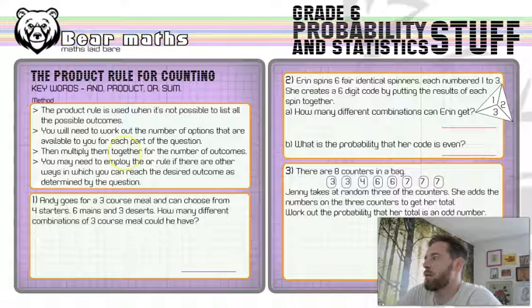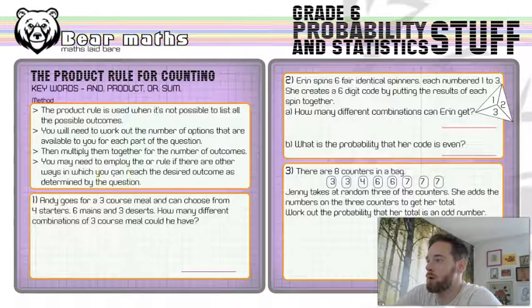So the method states that the product rule is used when it's not possible to list all possible outcomes. Listing outcomes is a probability thing that you have to do. This is used when it's not possible to do that because there's too many options. You'll need to work out the number of options that are available to you for each part of the question, then multiply them together for the number of outcomes.